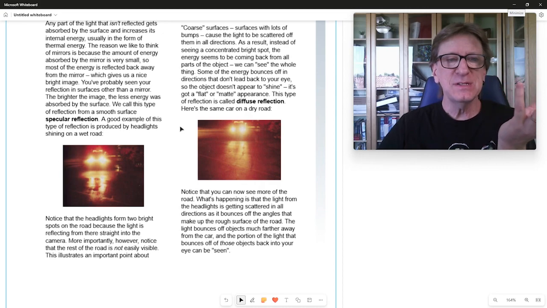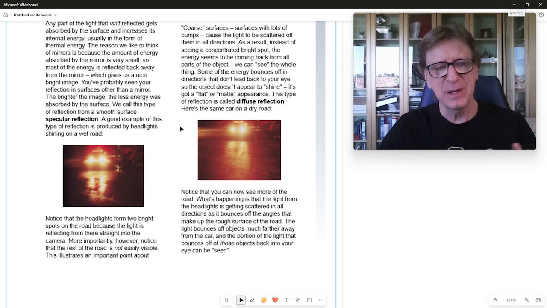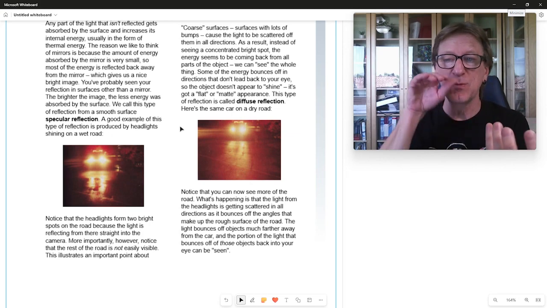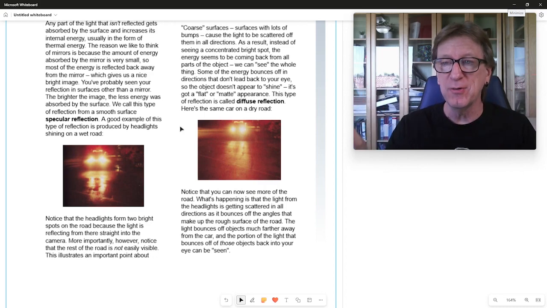Now, if I have something coming off of a very smooth surface, a mirror, a polished floor, an apple, anything like that, then we call that specular reflection. And so basically the wave comes straight back to your eye. It's not getting spread out from that.